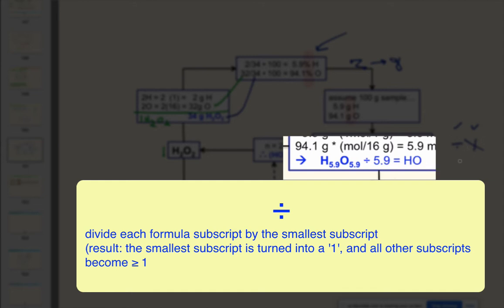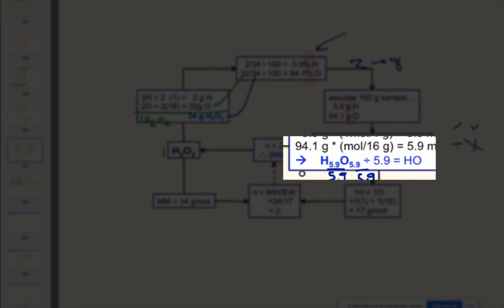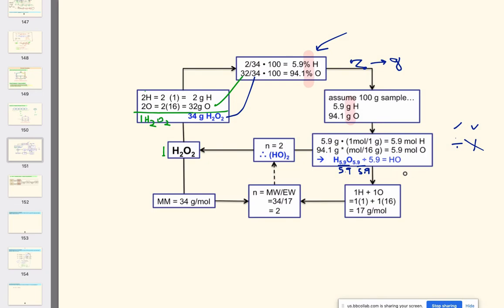So let's see. Divide through by what? Divide through by the smallest one of these. What do we have here, though? It just so happens both of these are 5.9. 5.9 divided by 5.9 is 1. 5.9 divided by 5.9 is 1. So our empirical formula is HO. Okay, that's not a real chemical species. So sometimes the empirical formula represents a real chemical species, and sometimes it is a hypothetical one. So your formula is HO. That's the second type of problem.